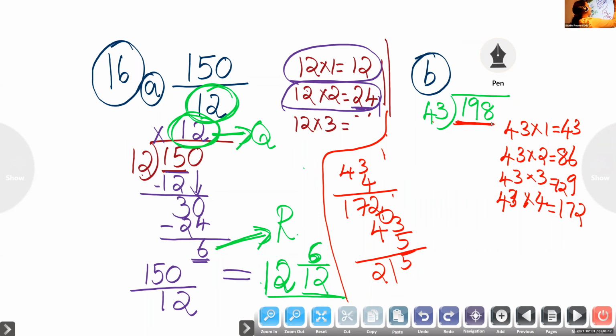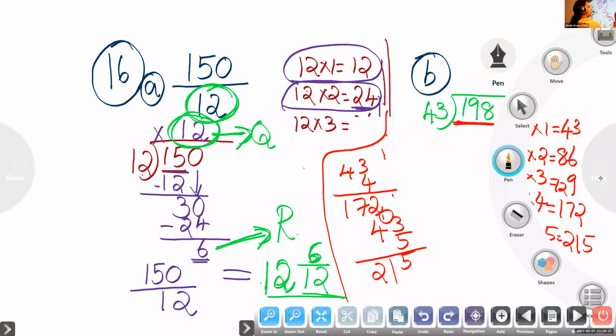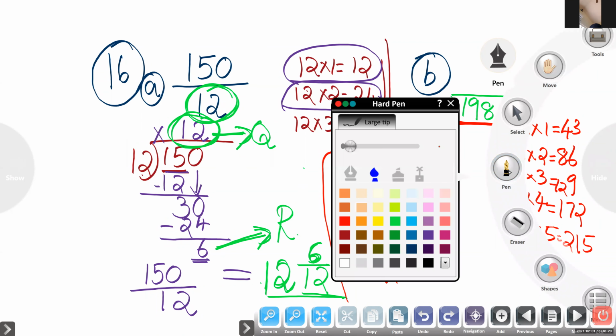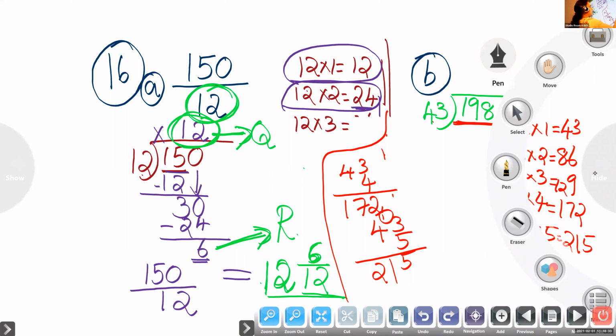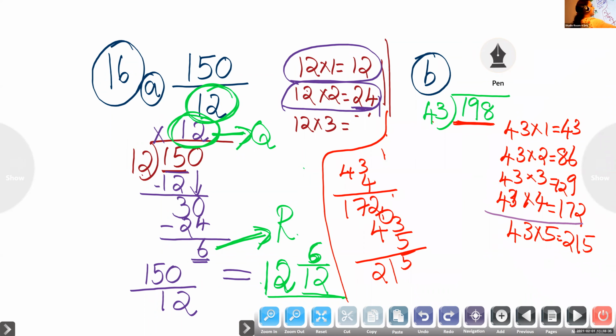215. Can we take 215 from here? No, because that is bigger. So 215 we cannot take. So what do we have to do? You have to take the number before. What is that? 172. Okay. So 172 only we can take from here.